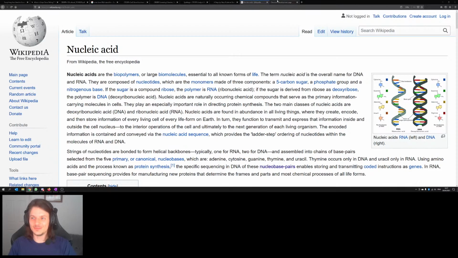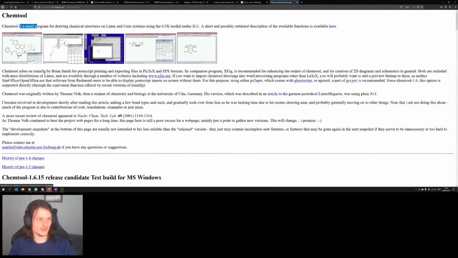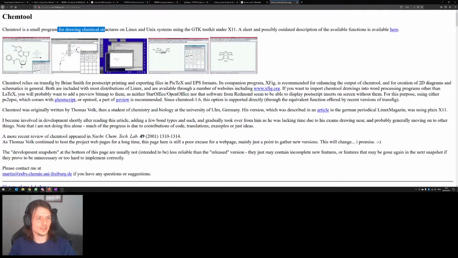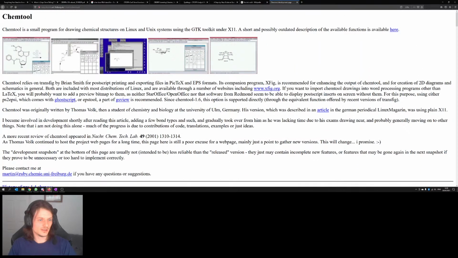So I thought it might be interesting to check out the actual tools used to make these. And one of them I saw was called Chem Tool, a small program for drawing chemical structures on Linux and Unix systems using the GTK toolkit. Maybe it's not available in Windows actually, but we'll find something else as well, I'm sure. Anyway, that's the goal.